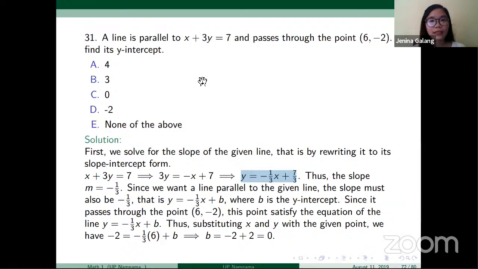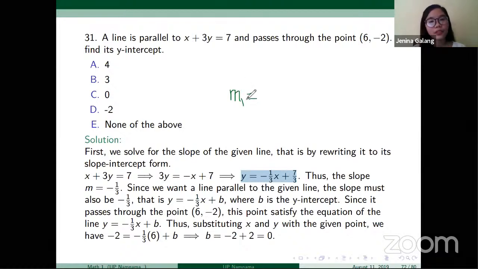Since sabi nga naka-indicate din sa video lecture natin, if two lines are parallel, then if m1 is the slope of the other line, it should be equal to the slope of the line, yung isang line. So since parallel yung line natin dito, so yung slope nung line natin is m equals negative 1/3. Negative 1/3 din.